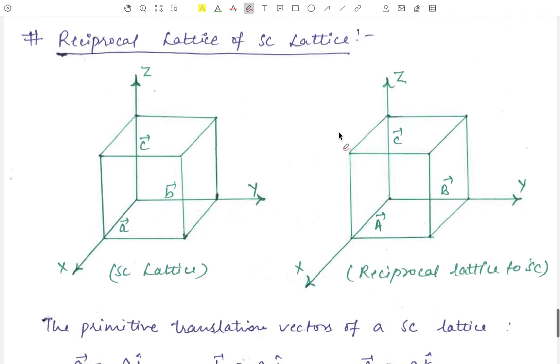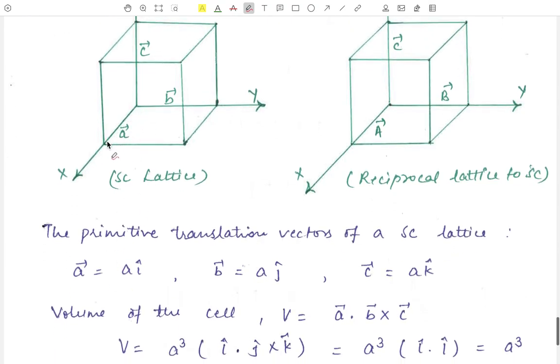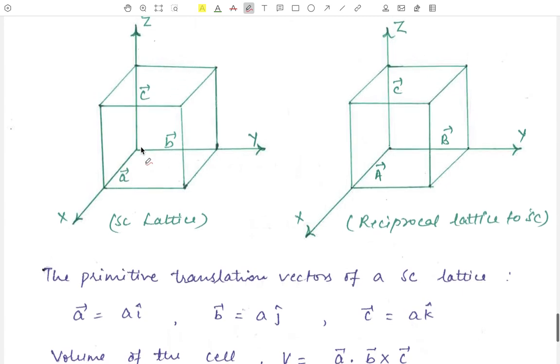Now the reciprocal lattice of the simple cubic lattice. This is our last article for today. So let us assume this is a simple cubic lattice in direct space with these a vector, b vector and c vector as the primitive vectors. Now this a vector is along the x direction, therefore only i cap here, so a i cap. This b vector is along the y direction, therefore a j cap, and this c vector is along the z direction, therefore a k cap.